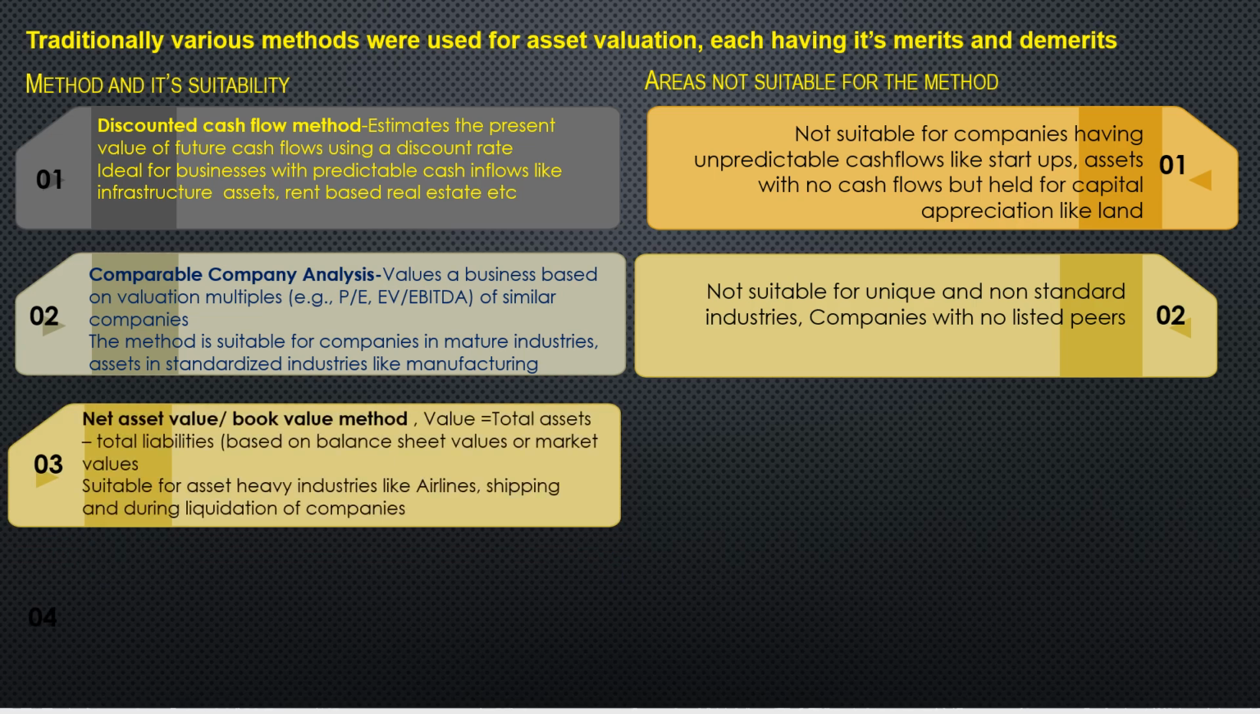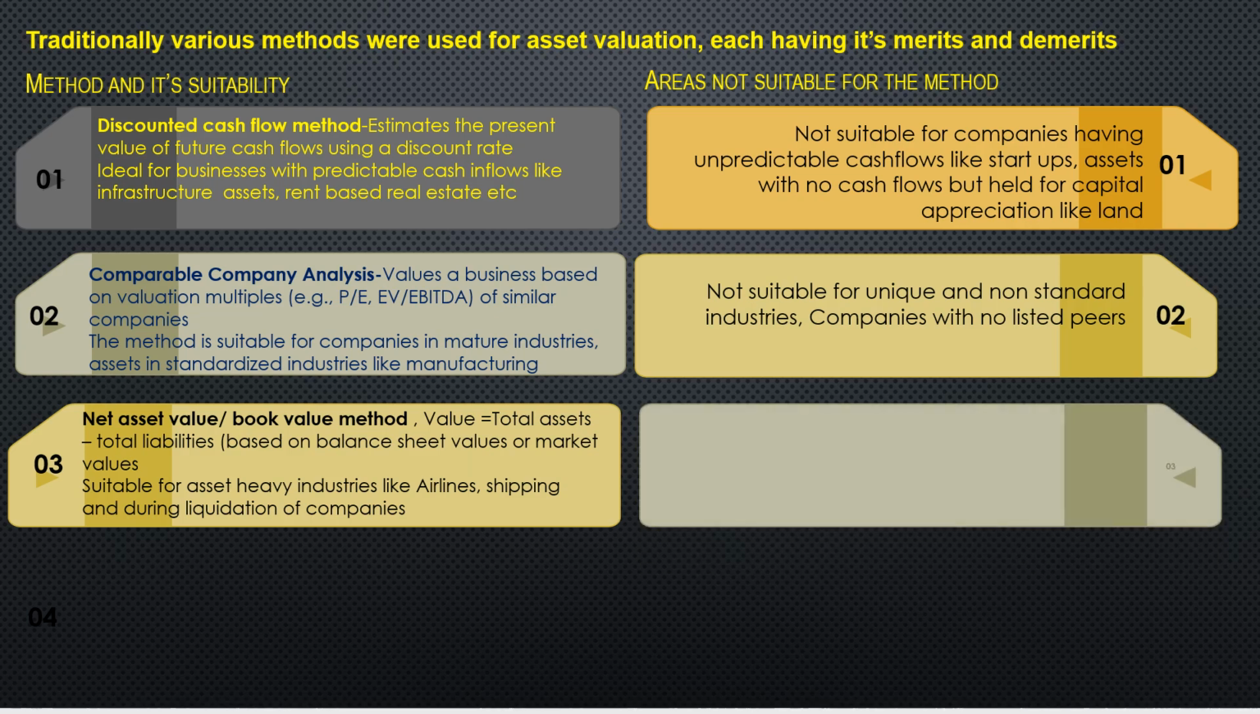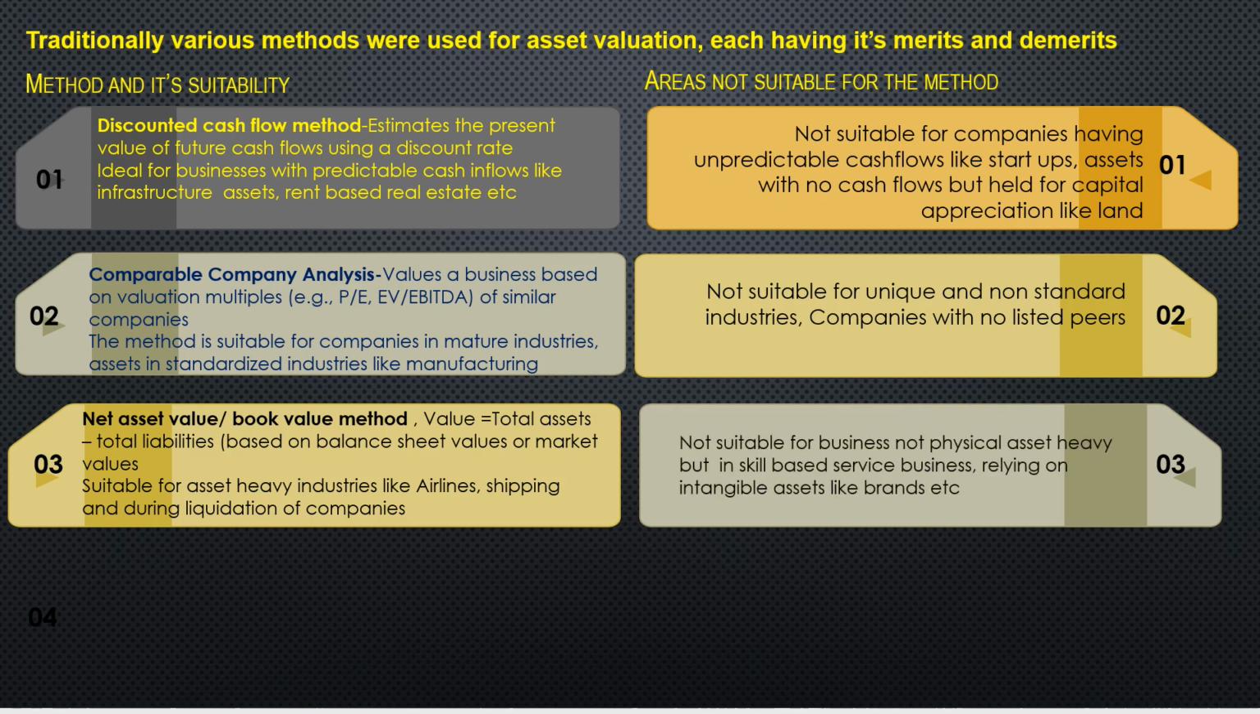Net asset value and book value method. Value equals total assets minus total liabilities, based on balance sheet values or market values. Suitable for asset heavy industries like airlines, shipping, and during liquidation of companies. Not suitable for businesses not physical asset heavy but in skill based services relying on intangible assets like brands, etc.